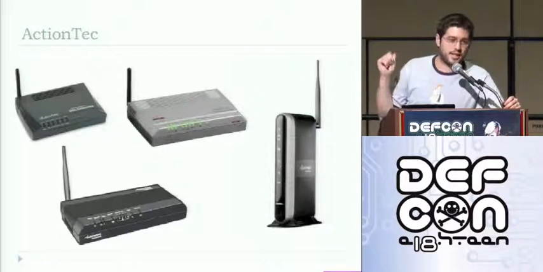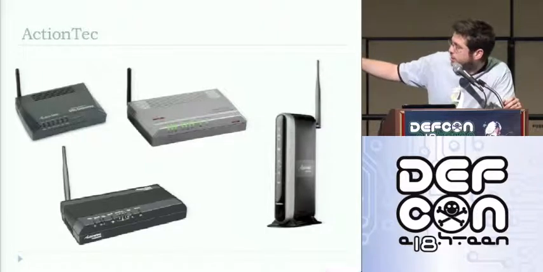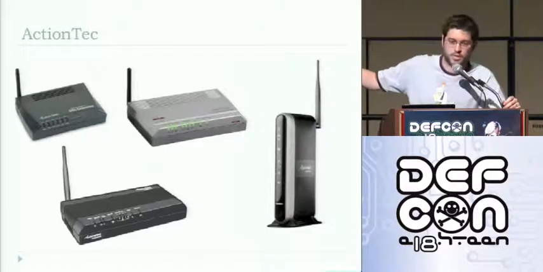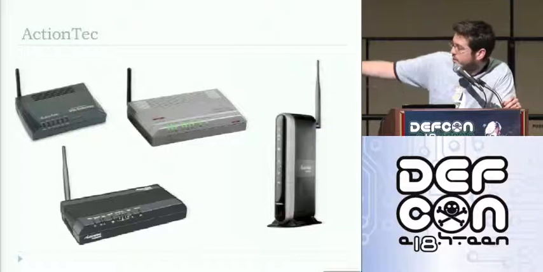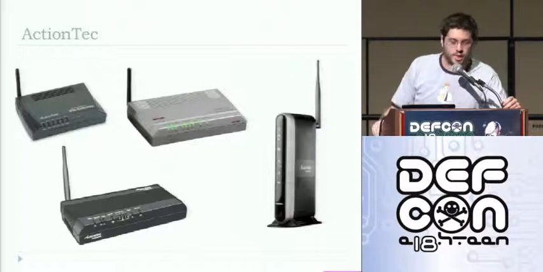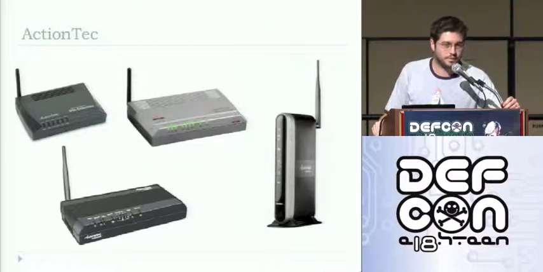So I went ahead and tested a lot of these Action Tech routers. The GT701 and 704 are both DSL routers, and those are distributed by Verizon and Qwest. The MI424, there's two of them here. Revision C is on the bottom, and Revision D is the one there on the right. Those are the Verizon Fios routers.